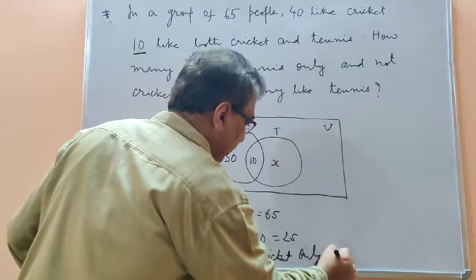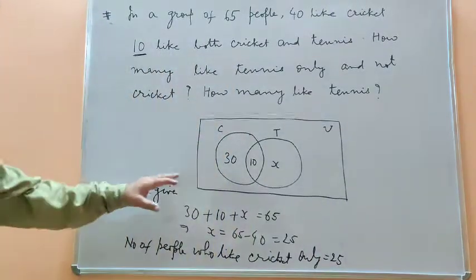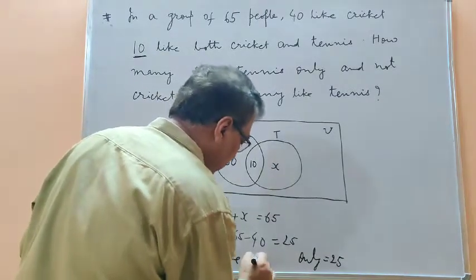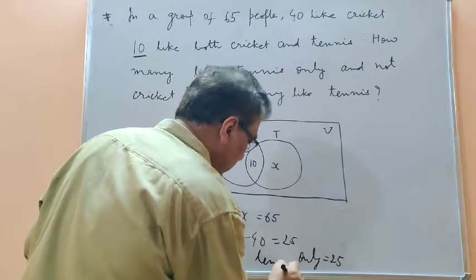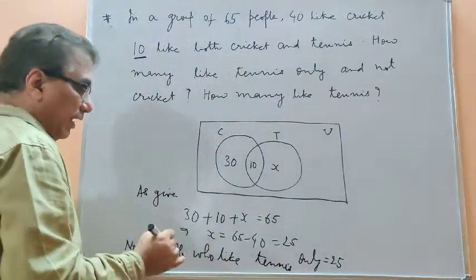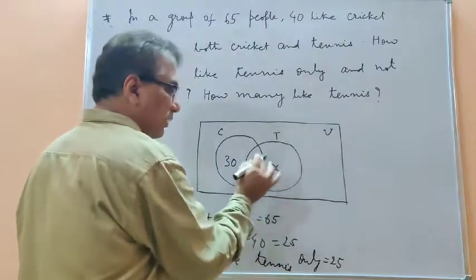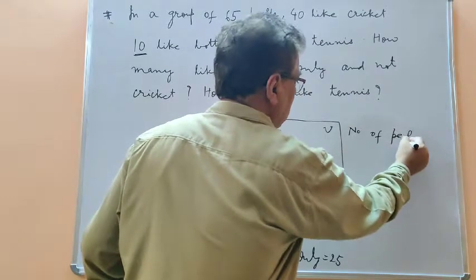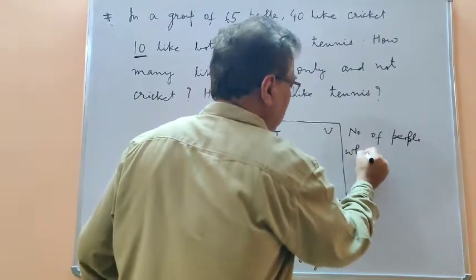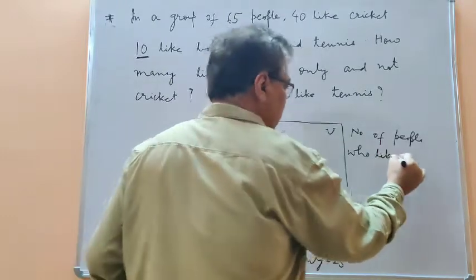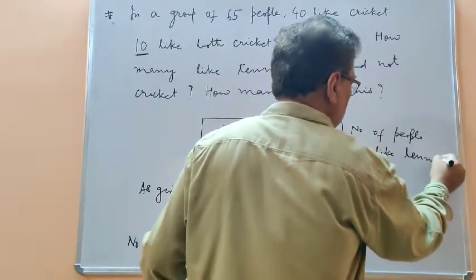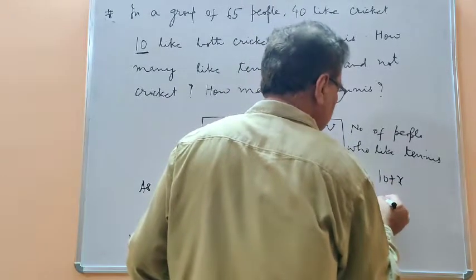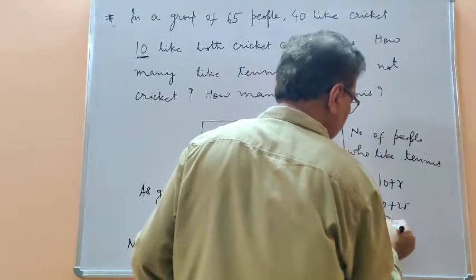Is equal to 25. Okay, and number of people, it's not cricket, this is tennis, sorry, tennis only 25, and tennis means 10 will be added. So number of people who like tennis will be 10 plus x, that is 10 plus 25, 35.